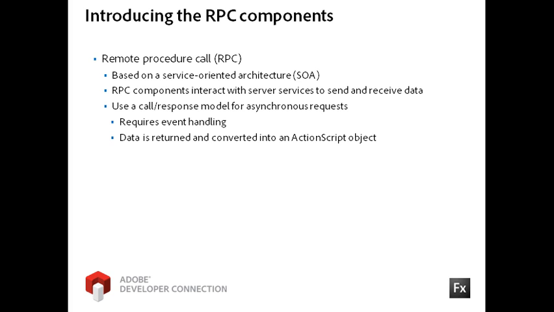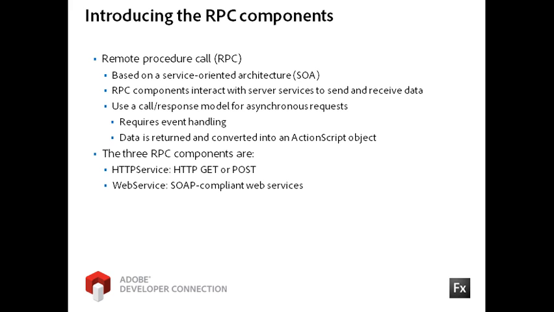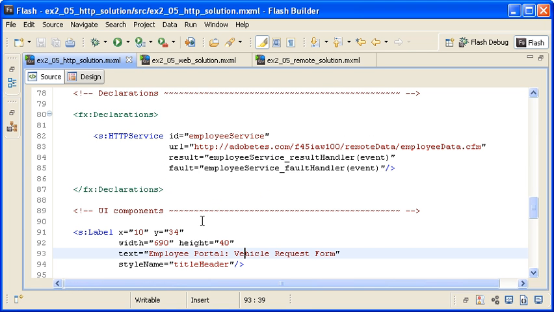The three RPC components are HTTP service to request and send data via the HTTP GET or POST methods, web service to work with SOAP-compliant web services, and remote object to access native server-side methods directly using the binary Action Message Format, or AMF, services. In the next few exercises, you will experiment with all three RPC components.